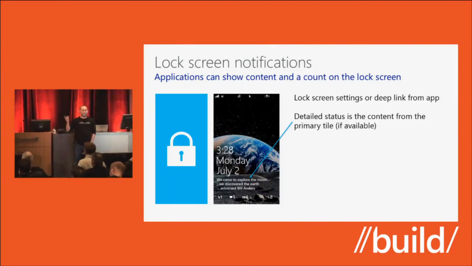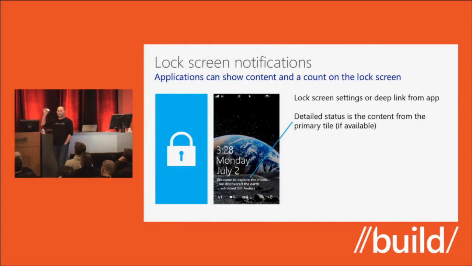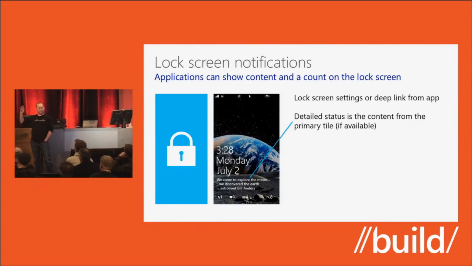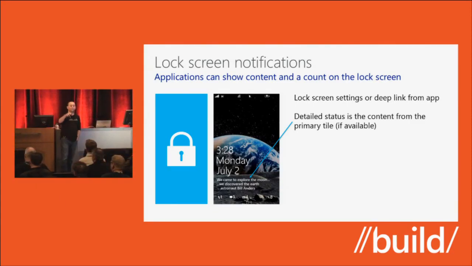The way users can set this is they can either find it organically through the lock screen settings in the settings CPL, or your app can take them to that settings CPL. And I'll show you exactly how that works. It's really easy. There's two places your app can put content.